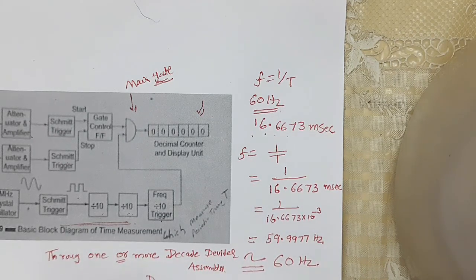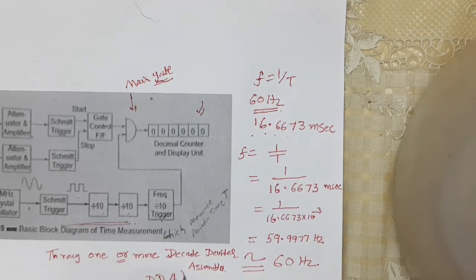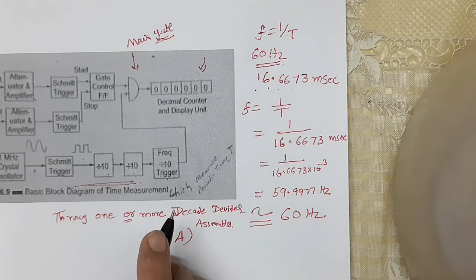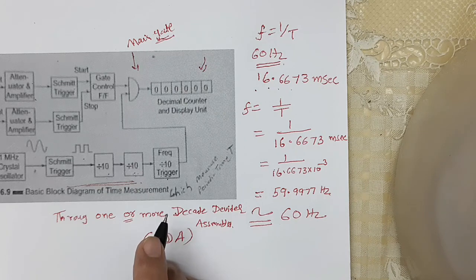This is also known as DDA. DDA means decade divider assemblies, so that the period is extended exactly by a factor of 10,000 or more. Hence the digital display shows more digits of information, hence increasing the accuracy.